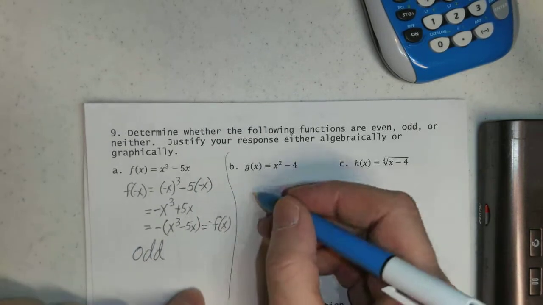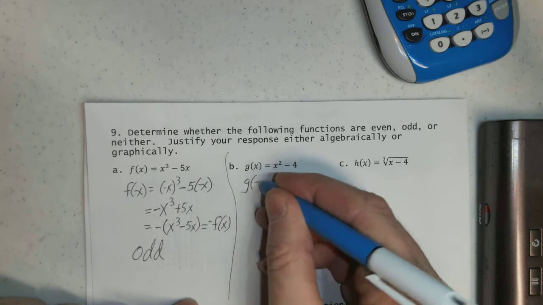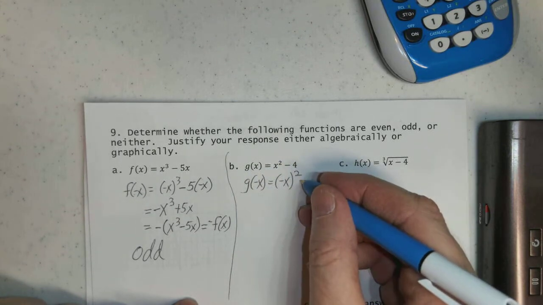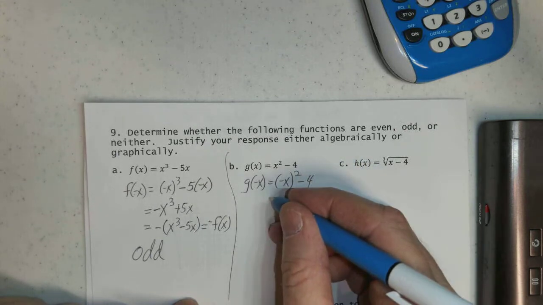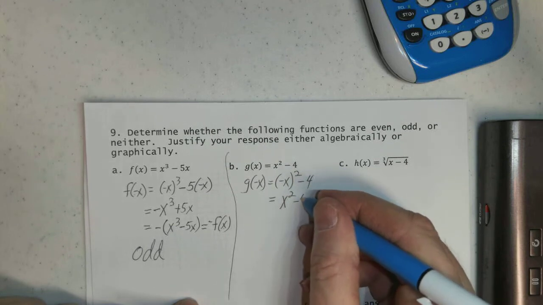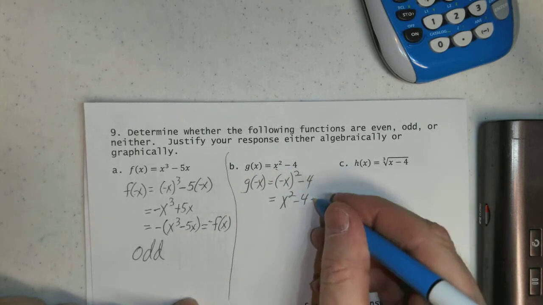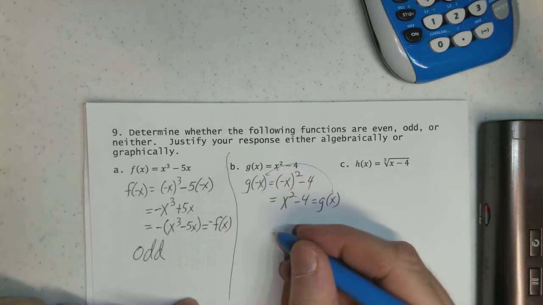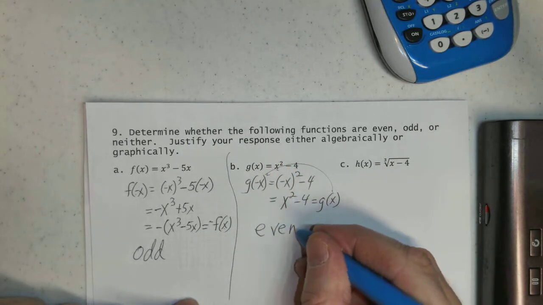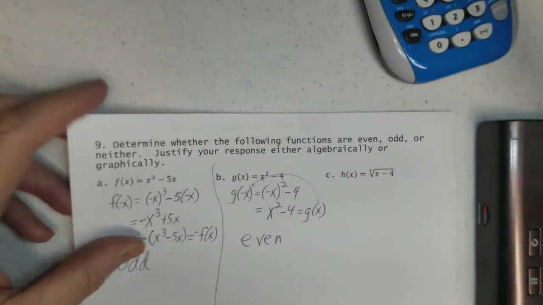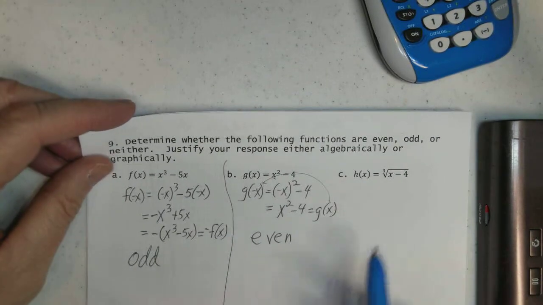This one, let's find g of negative x. I'm going to put negative x squared minus 4. That is equal to x squared minus 4, and that's the original function. That's g of x. Alright, those are equal. That makes this one an even function.